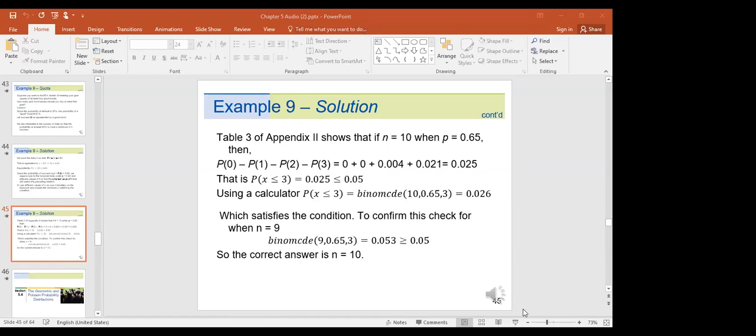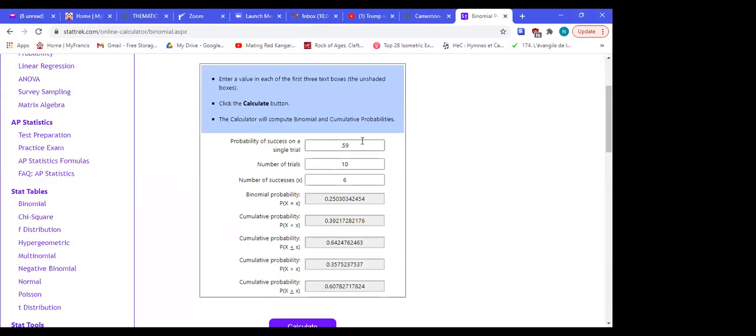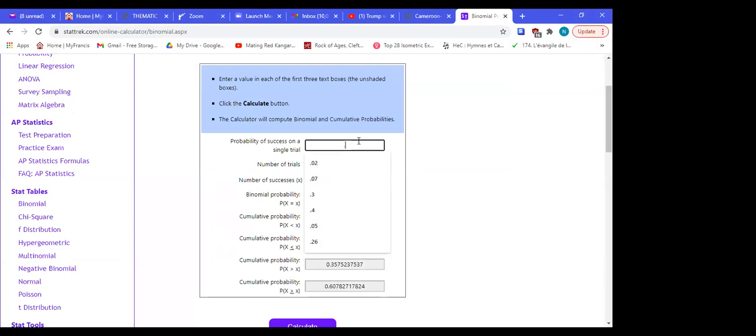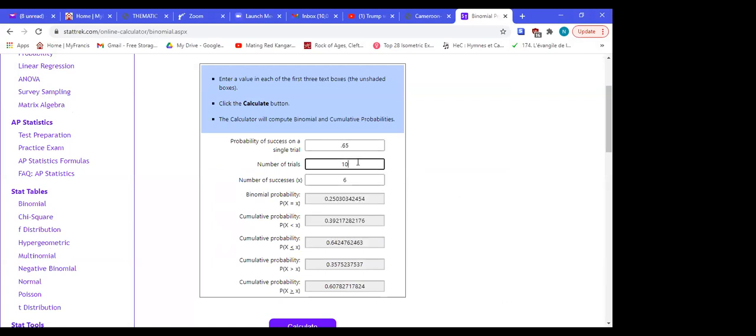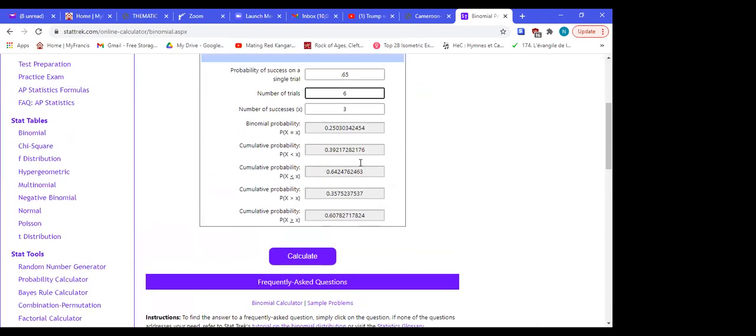Let's use this calculator. So the probability of success here is 0.65. We will be changing the number of trials. The number of successes here, we want it to be less than or equal to 3. So we will be looking at the third one, P of X less than or equal to x. I will first take 6, for example. That is random. I take n equals 6.